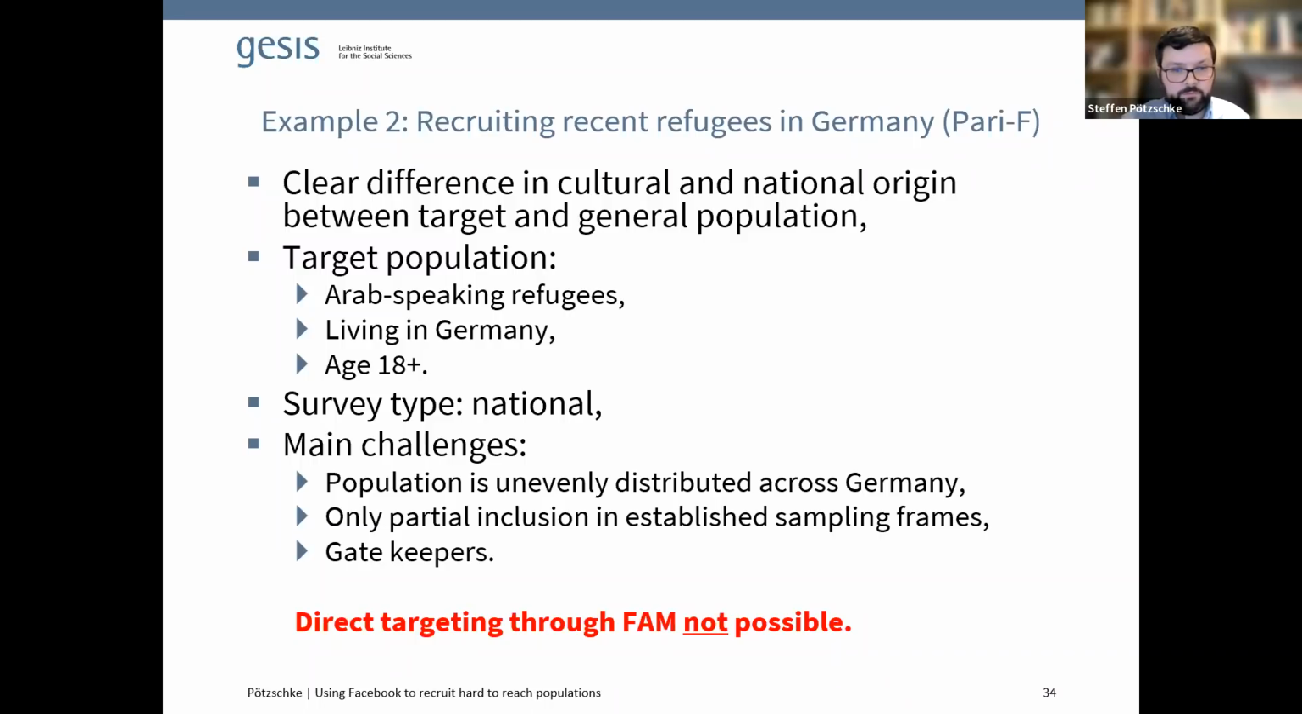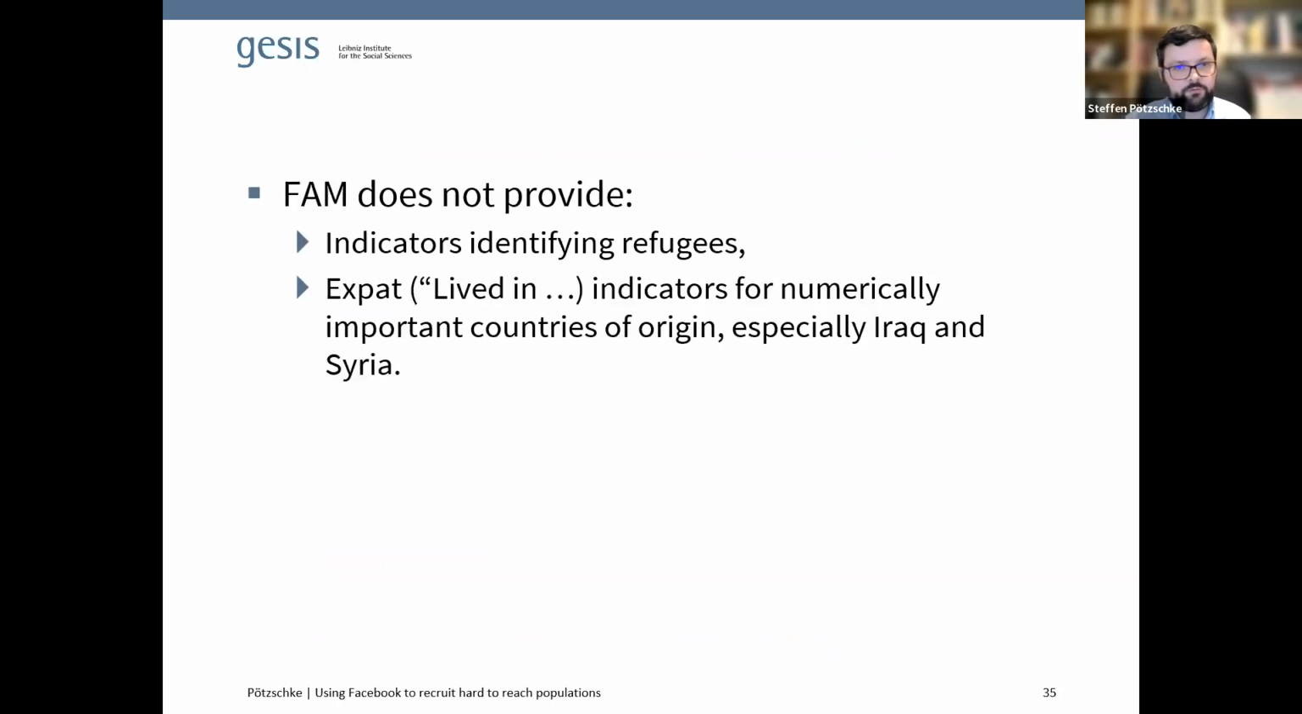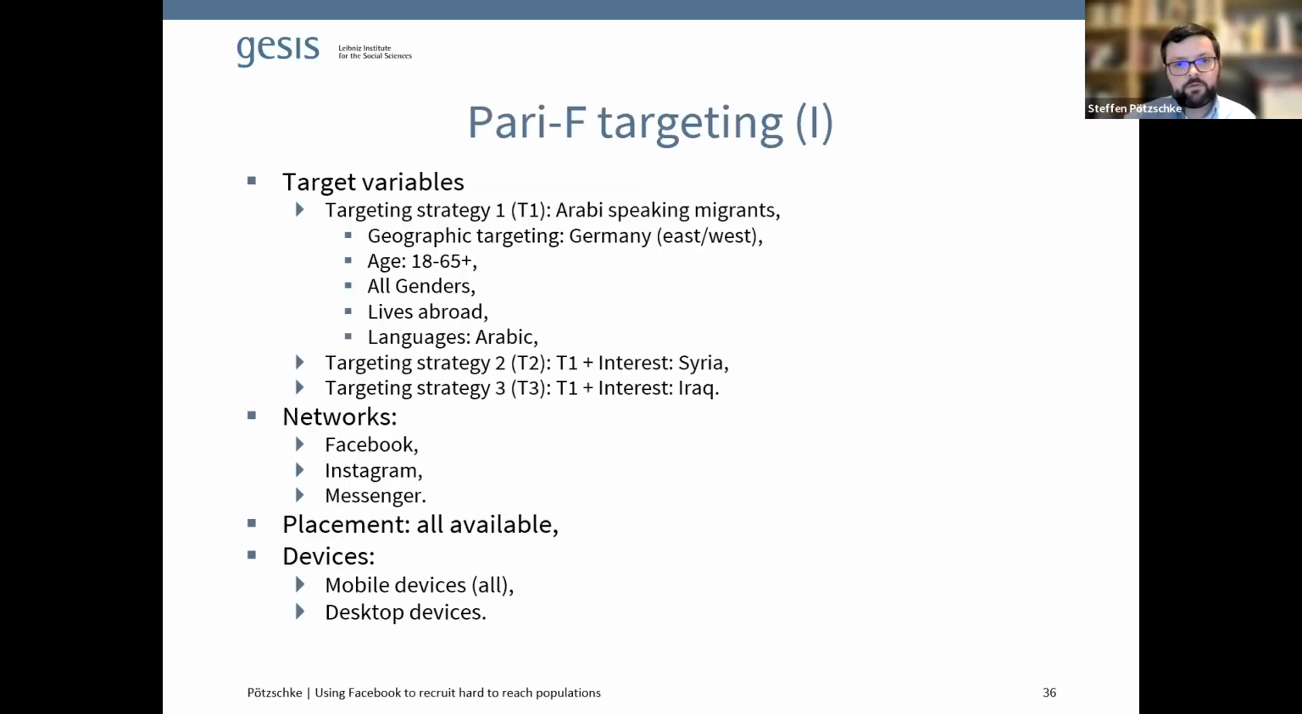Those are just examples. A drawback here is that we cannot directly target refugees through the Facebook Advertisement Manager, because, unsurprisingly, the FEM does not provide an indicator identifying refugees. And also, as I mentioned before, the lived-in variable does not exist for a number of, at the moment, numerically important source countries of refugees, Arabic-speaking refugees. So what did we do?